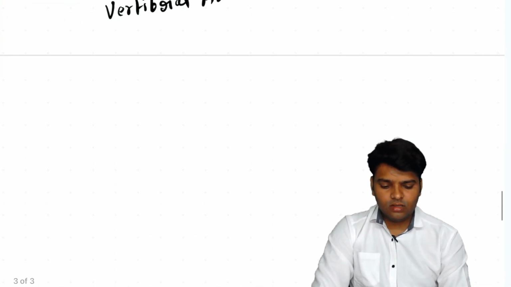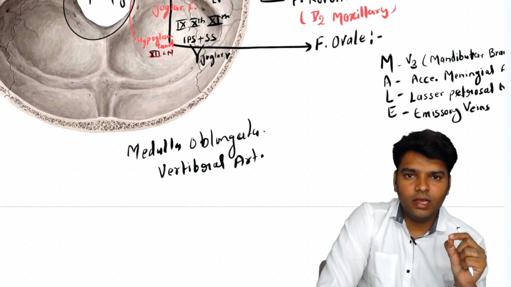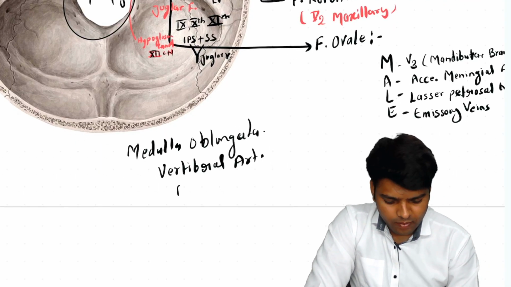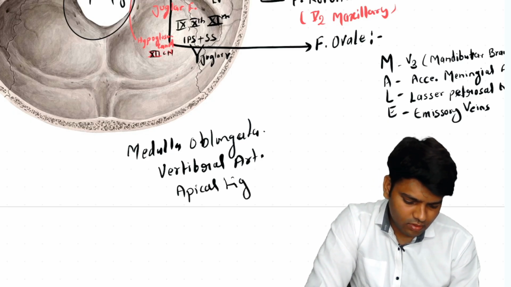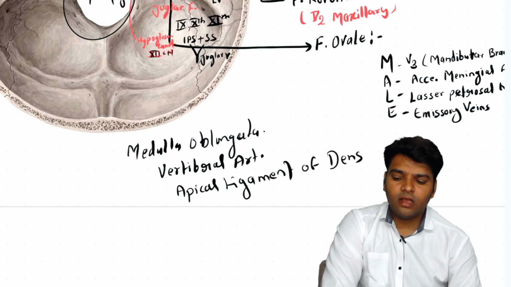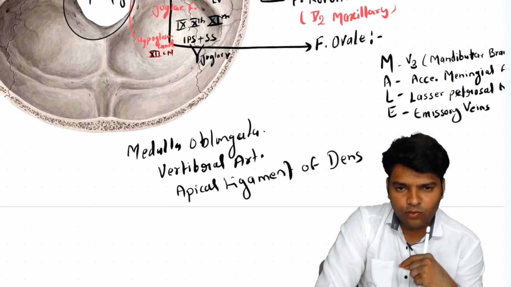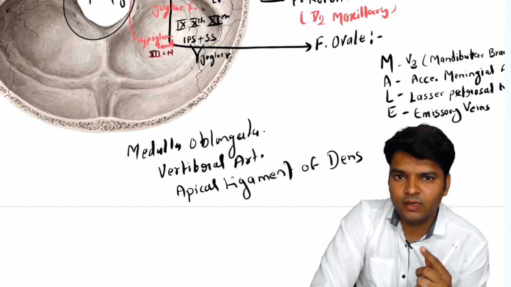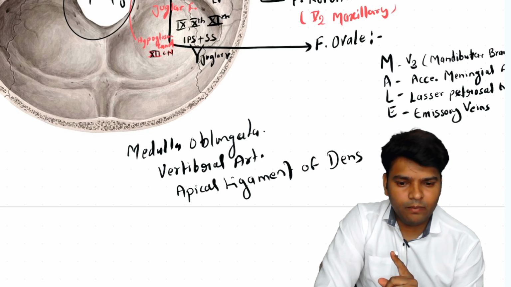And what is this structure? This is called the apical ligament of the dens. The apical ligament of the dens. One more structure also passes through the foramen magnum, which is called the tectorial membrane.